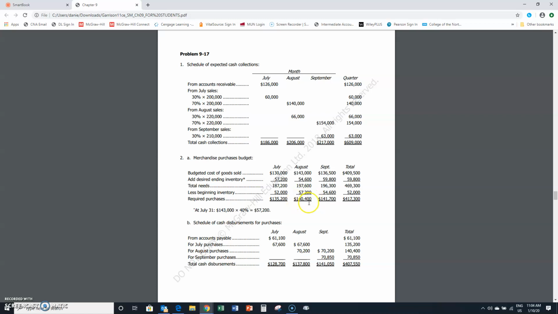So this is what we're required to purchase. Again, I wanted to point out that our total for your desired ending inventory is not a total of the 3 months. It's the desired ending inventory at the last period in that quarter, so 59,800. And our beginning inventory is the beginning inventory for the first period in that quarter, so the 52,000. The rest of these are numbers that are just added across, but don't forget your ending inventory and beginning inventory. They're not added across. They're the last period and the first period.